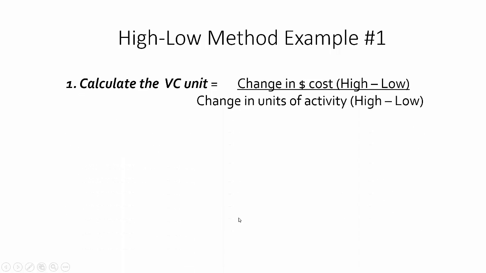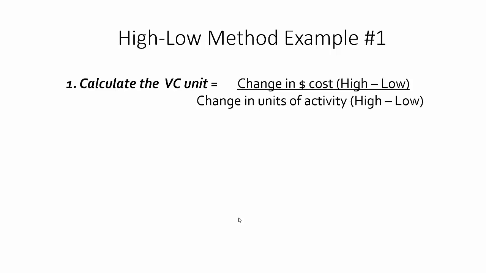Okay, on your handout you have the steps we will go through in order to find the cost formula given data like this. So once we've identified the high and low data points, our first step in the analysis is to find the variable cost per unit. We do this by finding the change in cost by taking the high minus the low and dividing that by the change in activity, which is the high minus the low again.